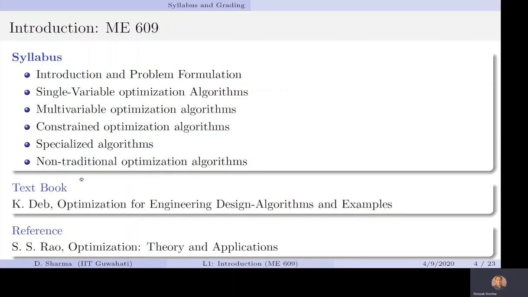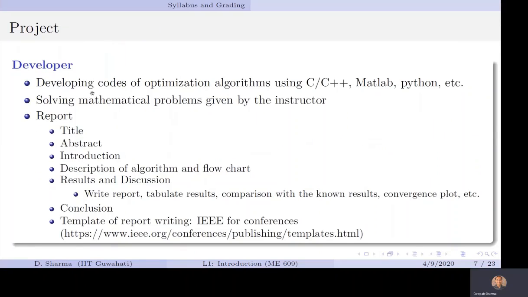The textbook for this course is by Professor Kalyanmoy Deb, Optimization for Engineering Design: Algorithms and Examples. I will be covering most of the course by this book. And there is another book by S. S. Rao, which is another good book, which I will be referring to for some parts.